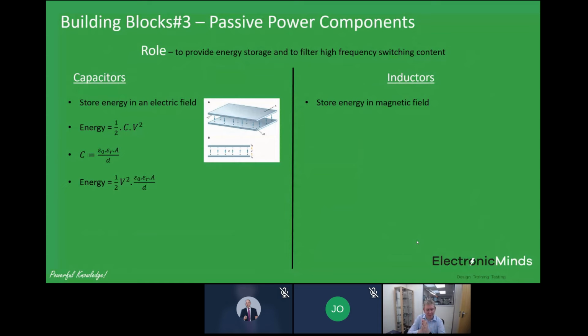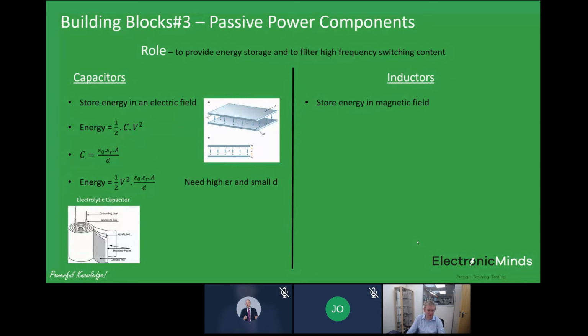So for a given fixed surface area, you can store more energy if you can use a dielectric material with a higher relative permittivity or a smaller gap between the two. The trouble is that dielectric materials will always have a breakdown voltage. So if you try and make your dimension D too small, you wouldn't be able to have the same voltage across it because it would break down. So there's a real balancing act to be struck between dielectric materials and how you make these parts work. But fundamentally, that's how energy is stored in a capacitor.